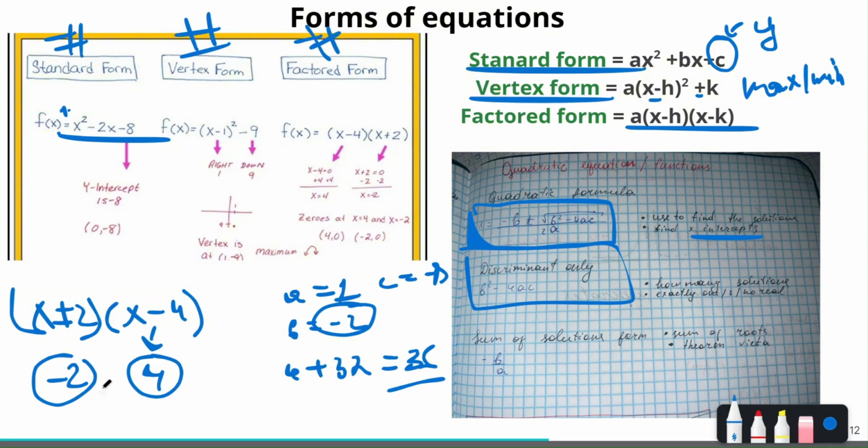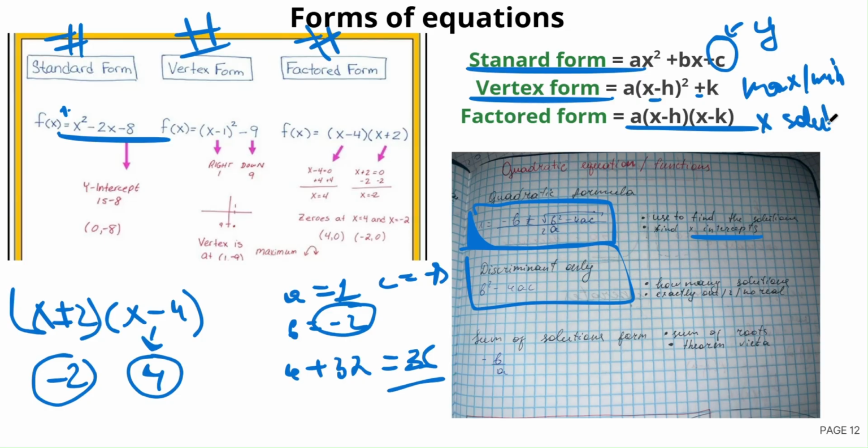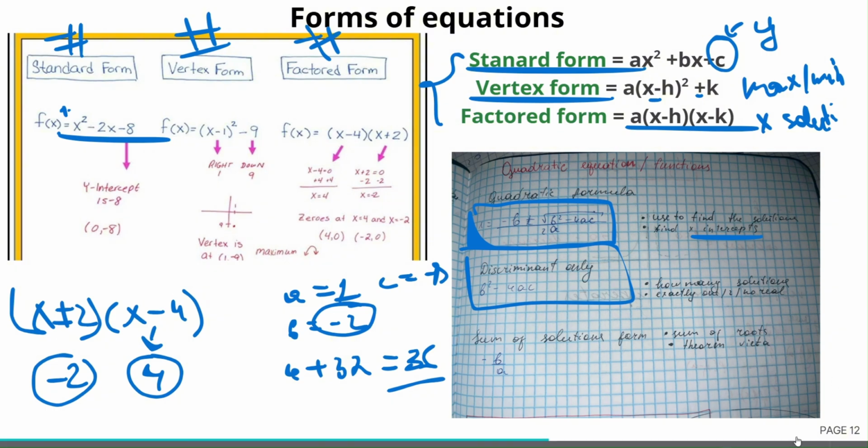This is why we need it. So I'm going to repeat myself. Factored formula is for x solutions. Vertex formula is to see the maximum and minimum point, and standard formula is to see only the y-intercept. That's it. We have 3 formulas for 3 purposes. You've just got to remember them. I'm going to show you with examples and explain more.